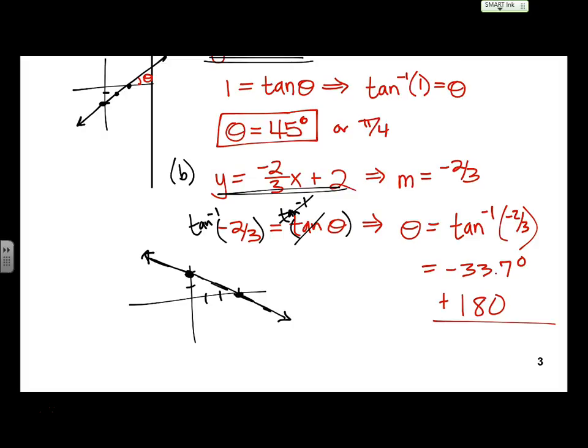Why would I add 180? Do you see how the negative 33 is going the wrong way? Which way do we want to go? Not that way. We want to go that way. And kiddos, what do those two have to add up to? 180, they both add up to 180. That's why I'm adding the 180 to the negative.